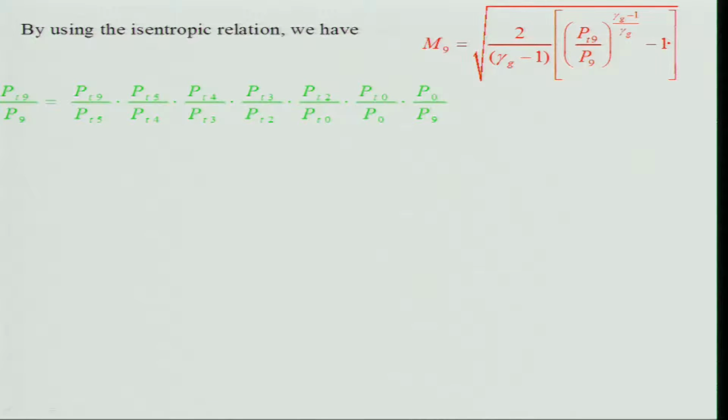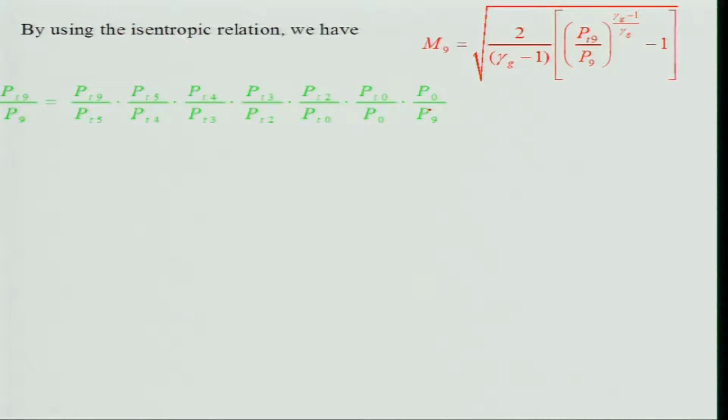We will write down p_t9 by p9, the same as p_t9 by p_t5 into p_t5 by p_t4, p_t4 by p_t3, p_t3 by p_t2, p_t2 by p_t0, and p_t0 by p0, and p0 by p9. Earlier we were saying that p0 is the same as p9, right.